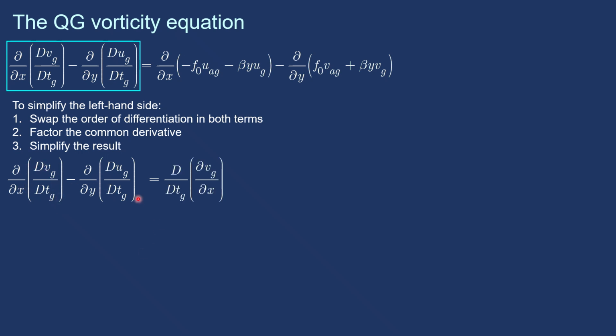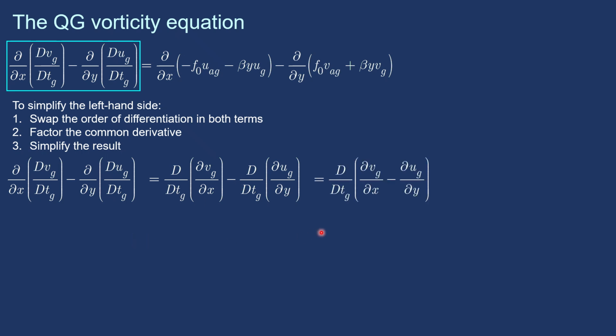In the second term, we're going to do the same thing. We'll move the partial with respect to y inside, we'll move the total geostrophic derivative outside, and that's going to give us this. So we've swapped the order of differentiation. Next is to factor the common derivative. The common derivative appears to be the geostrophic total derivative. So we factor that out and we end up getting this.